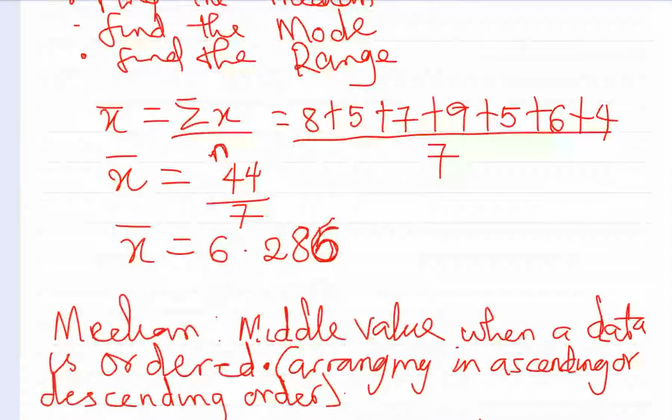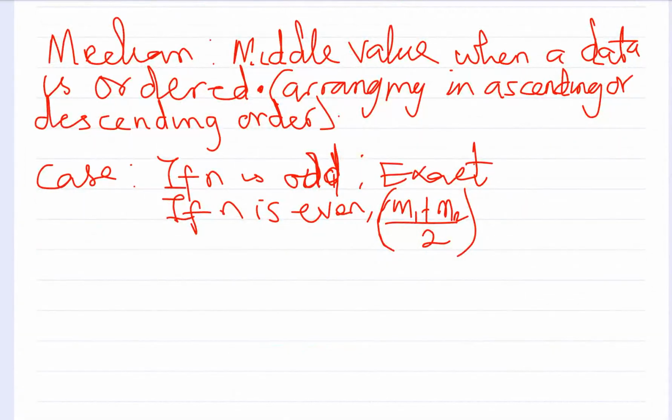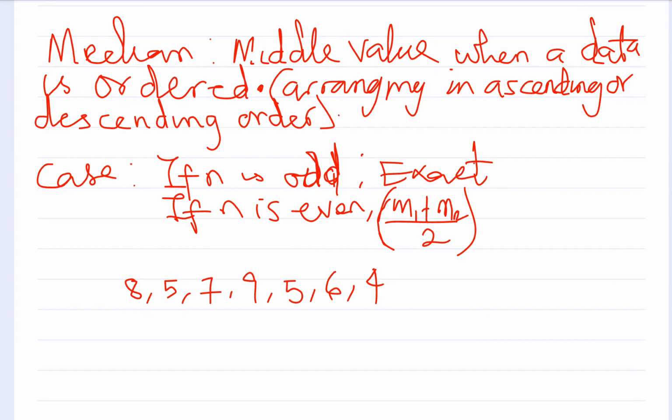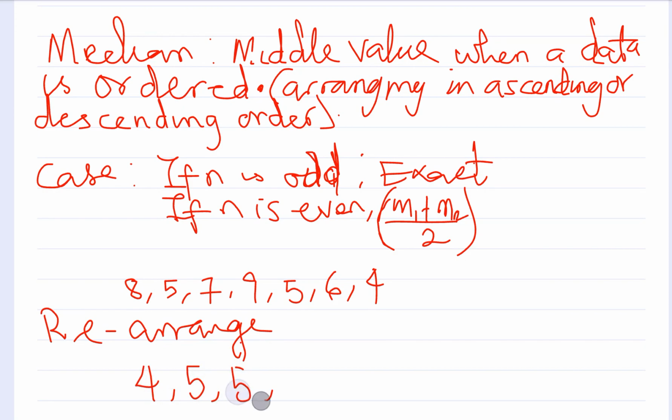All right, so I've been able to copy that. Let's paste it here. We want to find the median now. The first thing to do is to rearrange. If you don't rearrange, you cannot get the median. So rearrange. What will you have from the list? That's 4, 5, 5 again, 6, 7, 8, and 9.